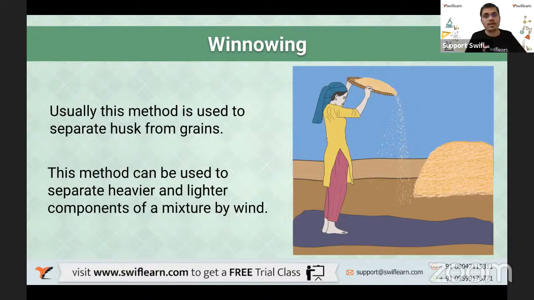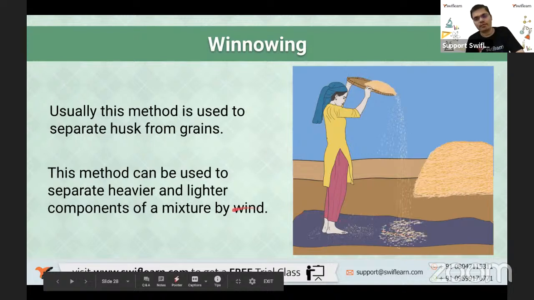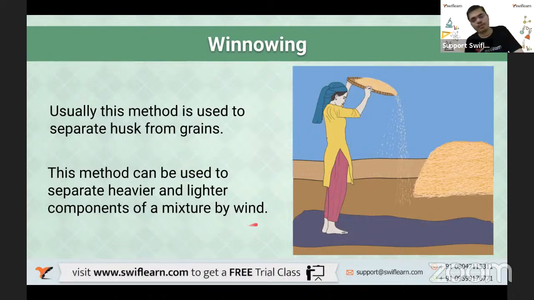grains, because they have the larger weight. And which one is the lighter weight? That will fall back near the feet of this lady. Are you able to see this? This is called husk, right? The waste thing, and the grains are falling here. So this method can be used to separate heavier and lighter components of a mixture by wind.